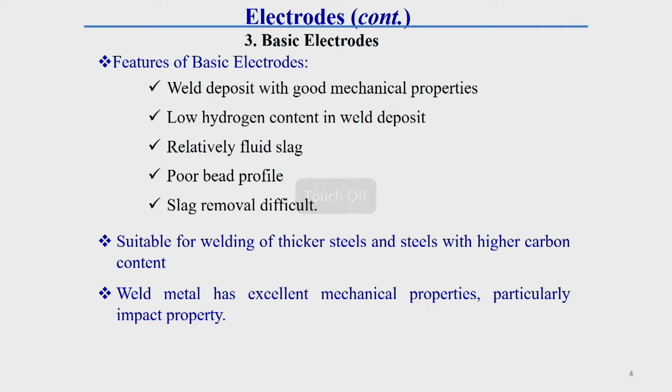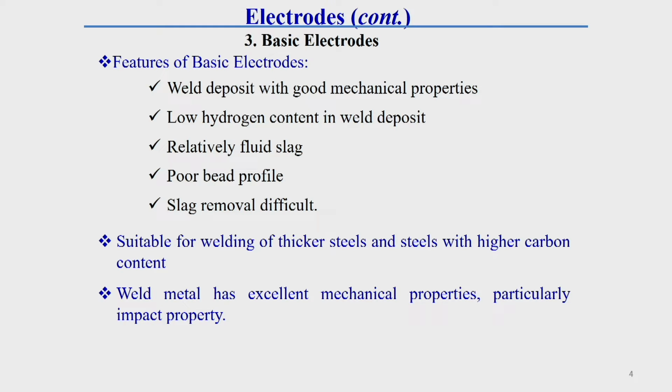In the overhead position, due to the fast freezing characteristics of the slag, it solidifies rapidly. That's what happens, so the chance of molten metal falling down from overhead is less. So you can successfully use this electrode in the overhead position also. So you see it has some extra advantages over other welding electrodes. Now this is the basic feature, that means the feature of the basic electrode.